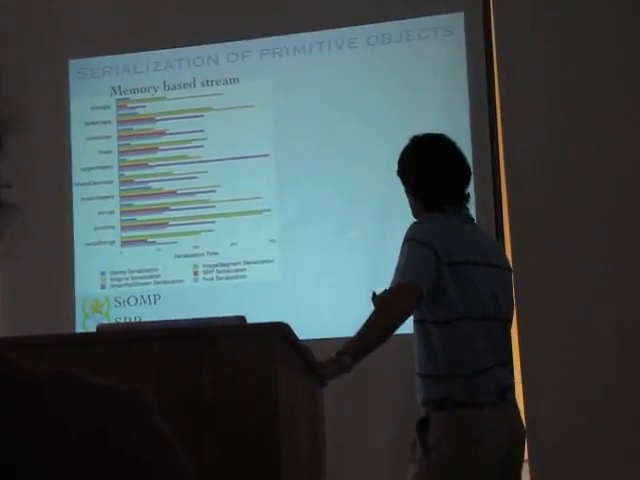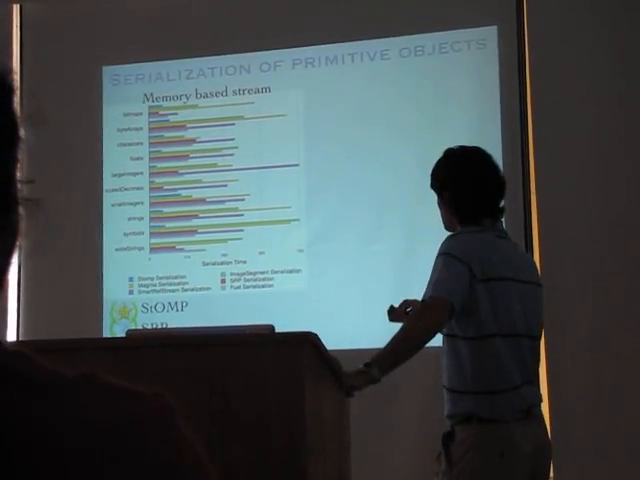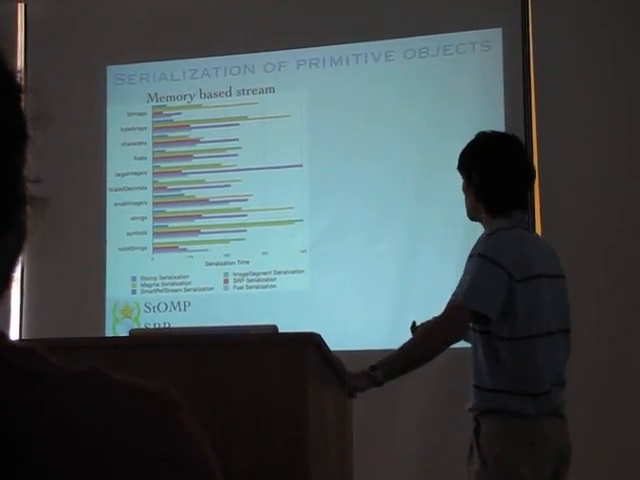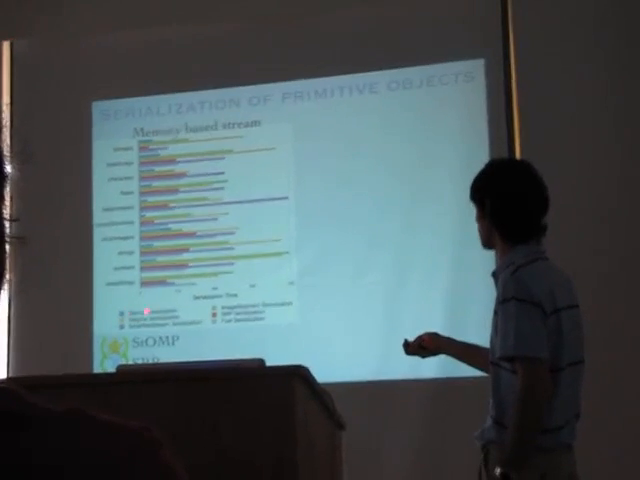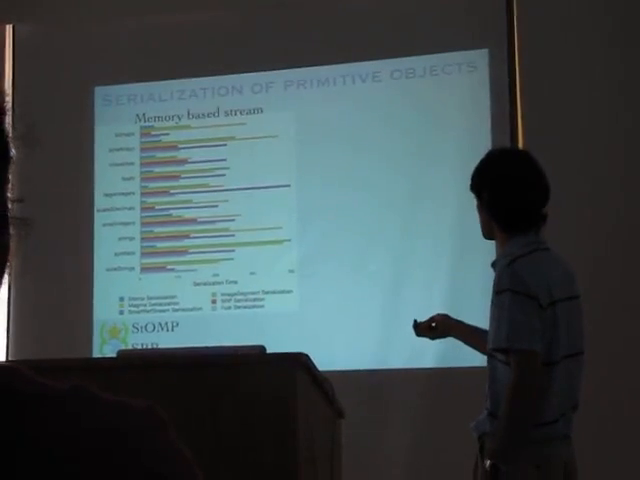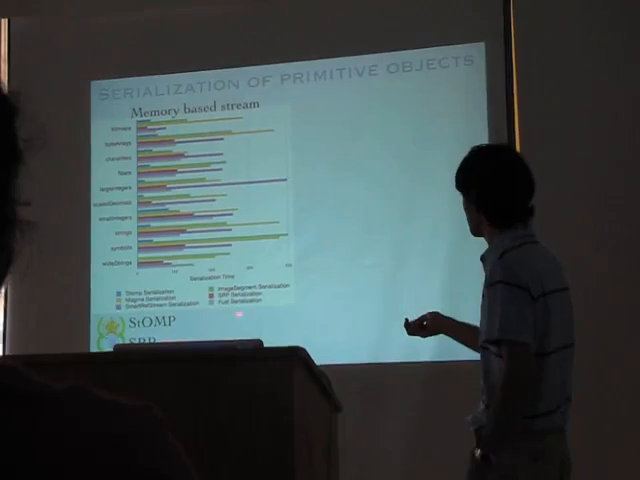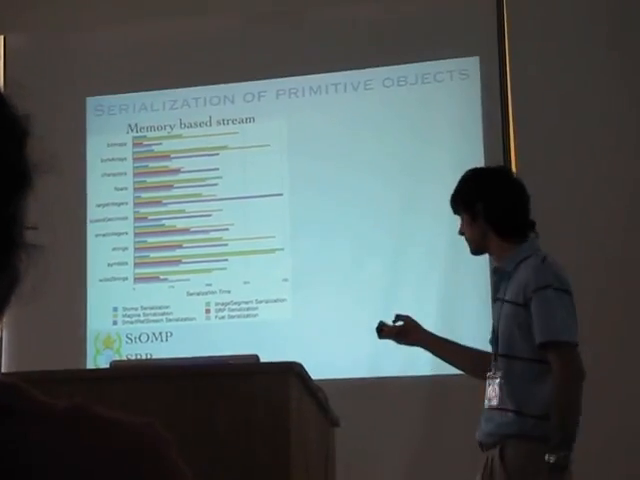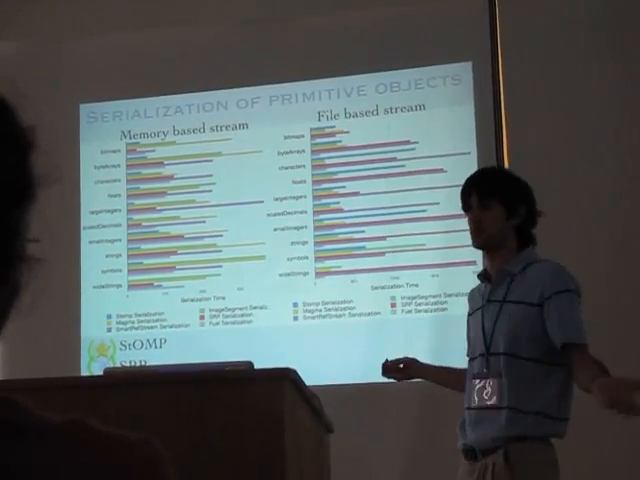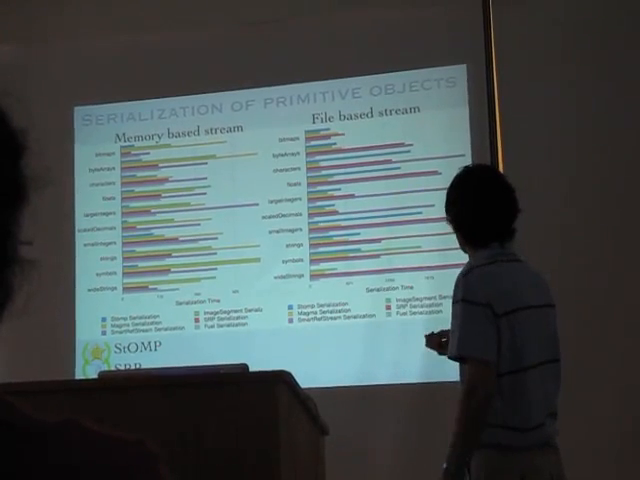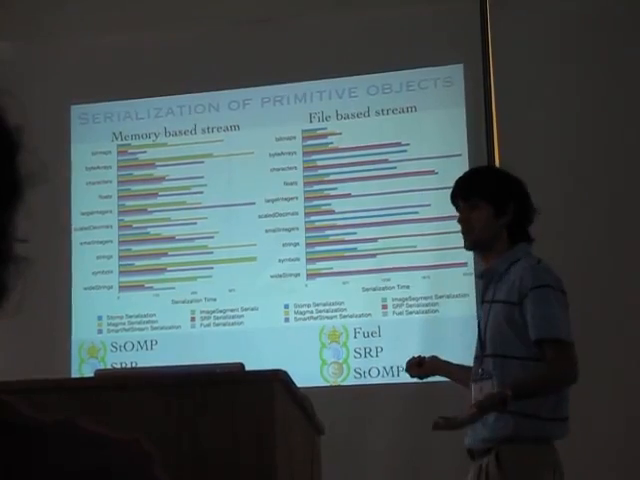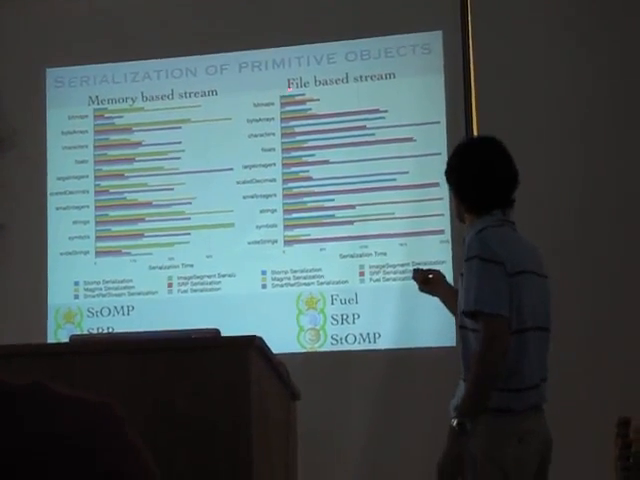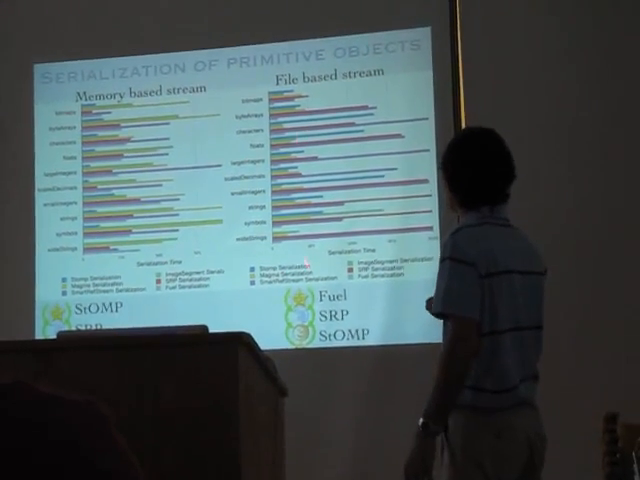From the benchmarks, we can see that for memory-based streams, we are not the fastest, but maybe the third. We compared with Storm, Magma, Smart Reference Stream, SIXX, SRP and Fuel, all the ones we could test in Pharo, because if you compare different virtual machines, it's very difficult to get real numbers. And if you look at file-based streams, which is most of the time what you use, Fuel is extremely fast, even during serialization.